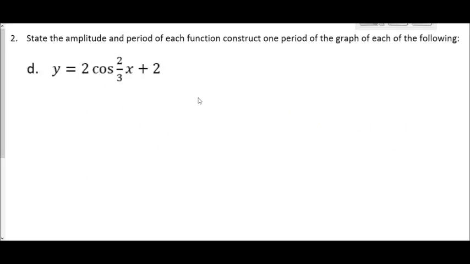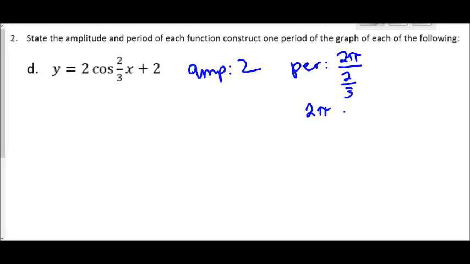So here's 2d, same thing. We're looking at the amplitude as the number in front, so our amplitude is 2. Cosine of 2/3 x plus 2. So 2/3 will impact the period of this function. So 2 pi divided by 2/3. We keep, change, flip, and we have 2 pi times 3/2. The 2's cancel and our period is 3 pi.